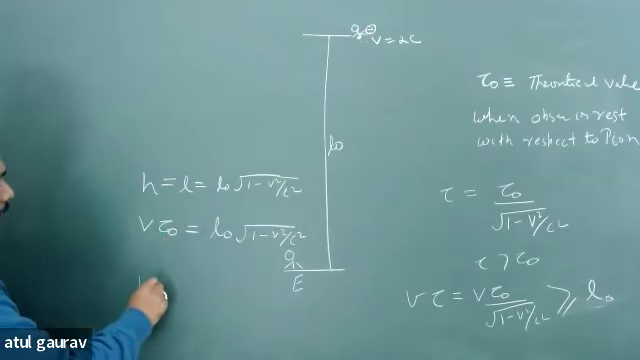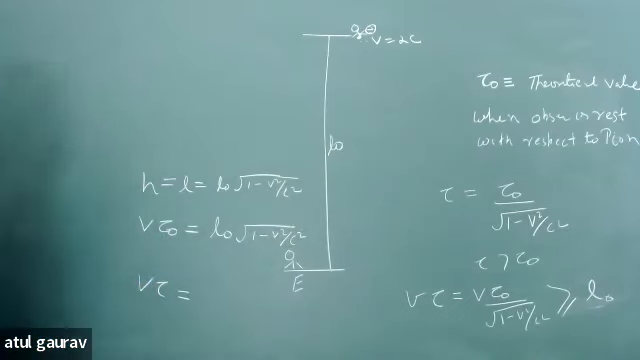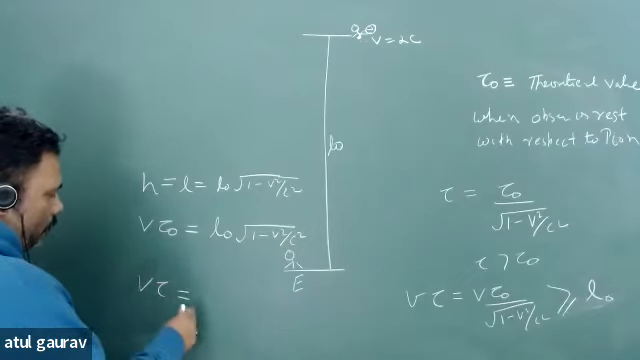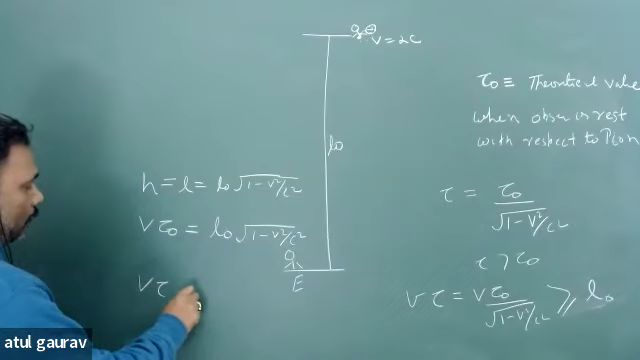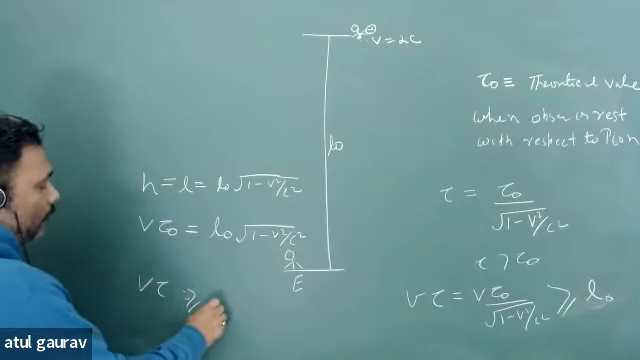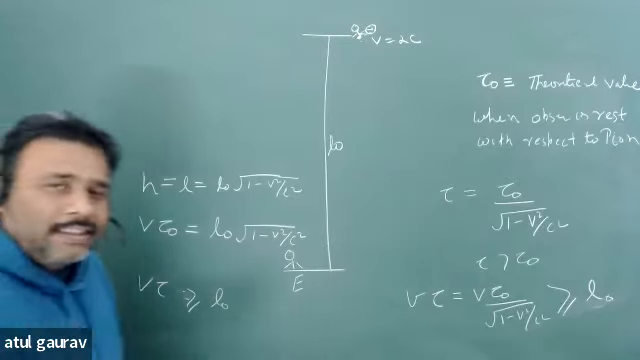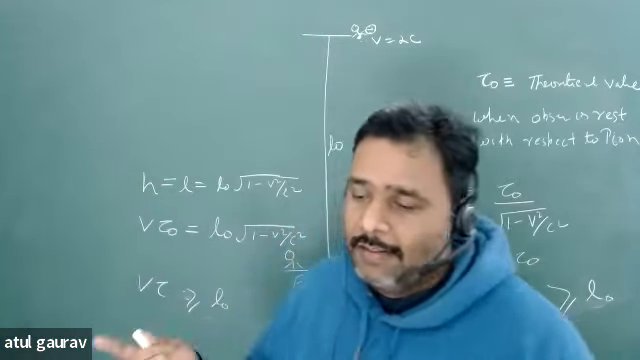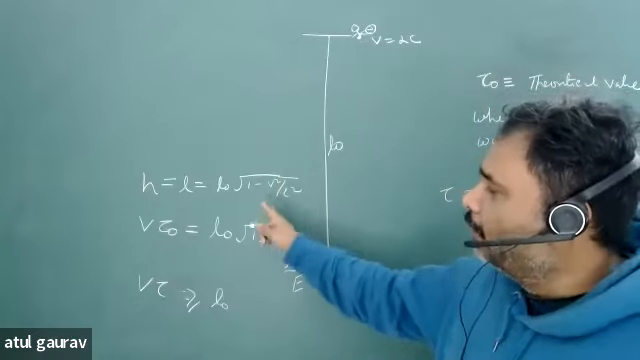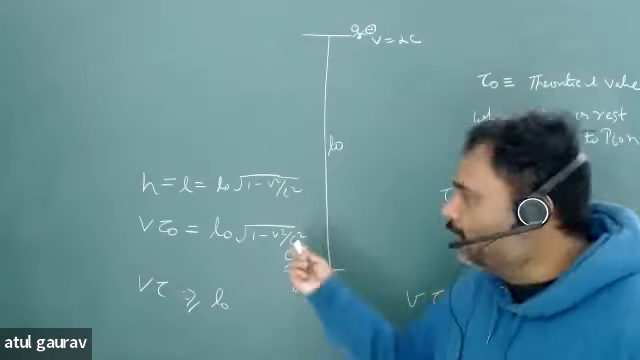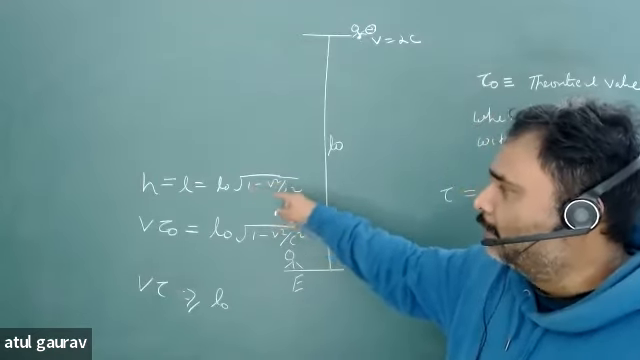And what is your V into tau? V tau naught. V tau naught is obviously greater than or equal to L naught. So this is the same thing. This is the same thing that you can understand by the time dilation as well as by the length contraction. The same thing we can verify with the length contraction.